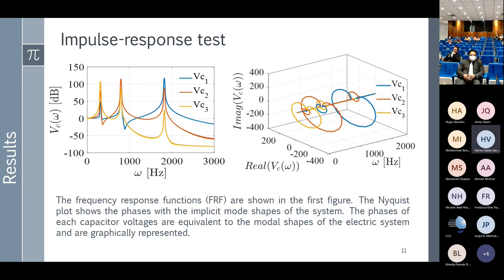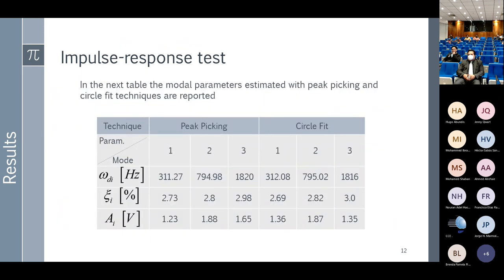The frequency response functions are shown in the first figure. As you can see, we have continuous lines, which means a good signal-to-noise ratio. The 3D diagram shows the Nyquist plot as a function of frequency instead of a curve trajectory. This plot shows the phases with implicit mode shapes of the system. The phases of each capacitor voltage are equivalent to the modal shapes of the electric system and are graphically represented. At the end of this test, the modal parameters were estimated with both techniques. They are shown in the next table.